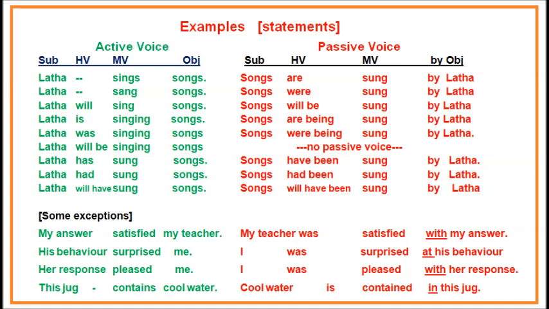Here are some exemptions we have to note. Generally, we say by plus doer, but sometimes we should not use that by. This we should learn and remember carefully. Children, see, my answer satisfied my teacher. Here, the subject is my answer, the object is my teacher. But when we write it in passive voice, my teacher was satisfied with my answer. We should not say by my answer. So we have to remember here that by is not used in some cases.